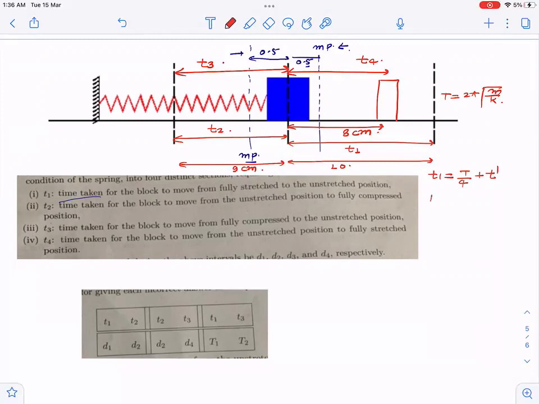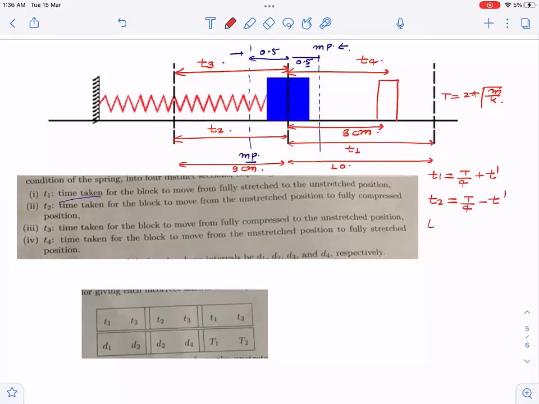T2, what's T2? Try to think by yourself, what's T2? T2 is from natural length to this, right? So T2 is less than T by 4 because from here to this point is T by 4. So it's less than T by 4. By what amount? Same, sorry, same T prime. Correct?